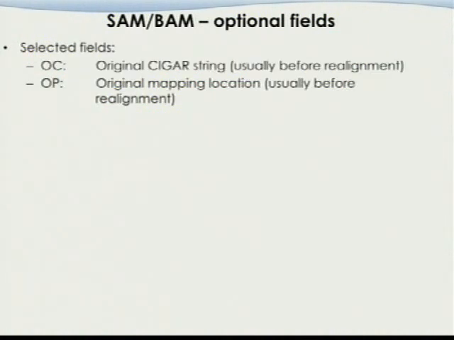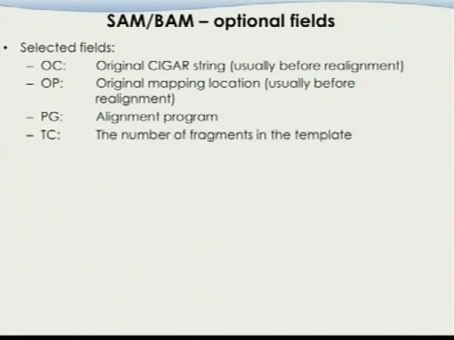And other fields include the original CIGAR string. I already went through the CIGAR string, but there is also potentially a refined alignment in the later stage. So the initial alignment sometimes needs to be corrected. If that happens, there is an original CIGAR string that usually is from before the realignment. And also the original mapping location, also from before the realignment. And also, this is important, the alignment program that reported this particular alignment, and the number of fragments in the template.